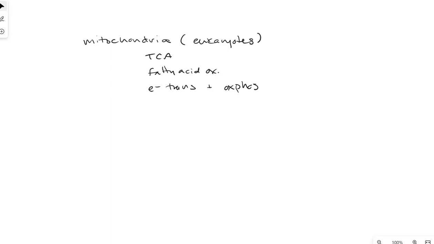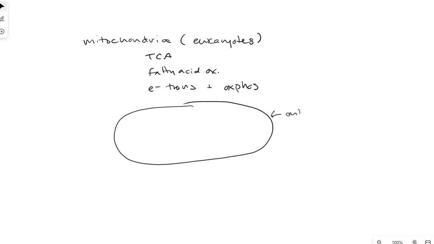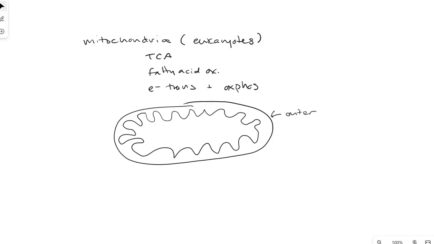Mitochondria, I guess we should spend a little bit of energy on this, are surrounded by a simple outer membrane and a more complex inner membrane. So if I were to doodle a mitochondria, we have an outer membrane, and then we have a membrane internally which has a lot of folds to it. And this is a gross oversimplification, but you know, it's my artistic skills.